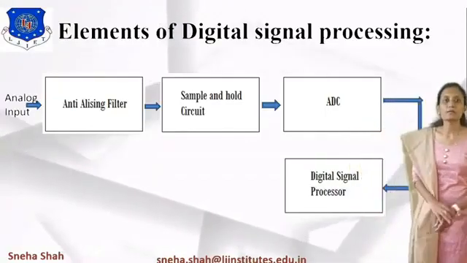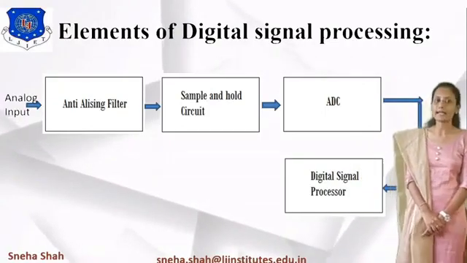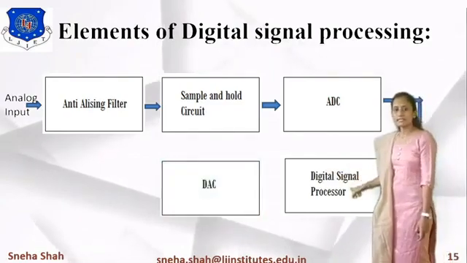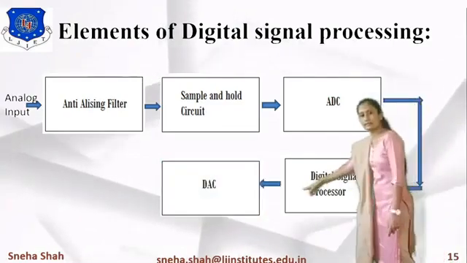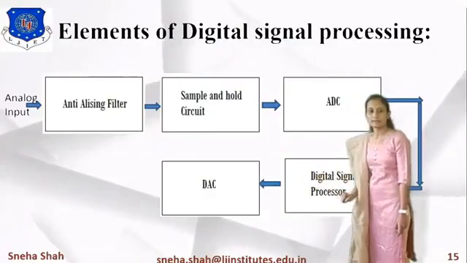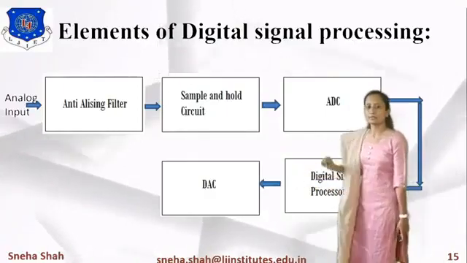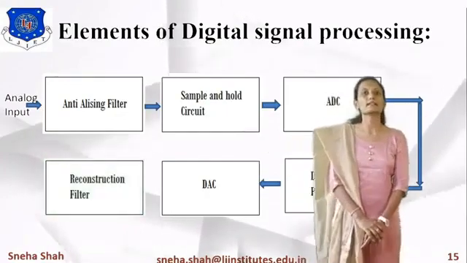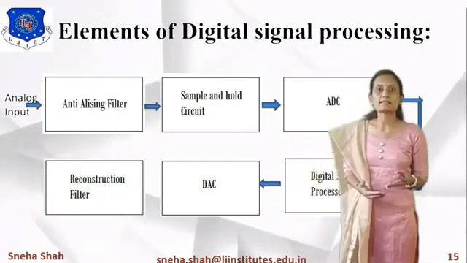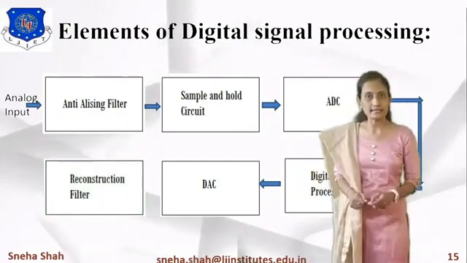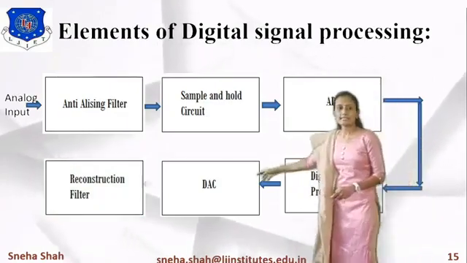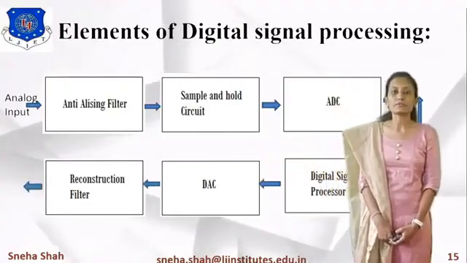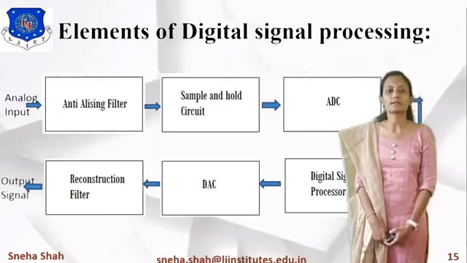So we have to convert this digital signal into analog by using the digital to analog converter. The output of this digital signal processor is given to this digital to analog converter. It will convert this digital signal into analog form, and the output of it will be given to the reconstruction filter, in case there is noise occurring in the reconstruction of the signal. So the output of this DSP is given to the reconstruction filter, and it will give you the output signal which you require.